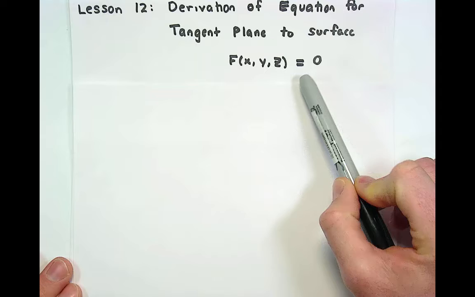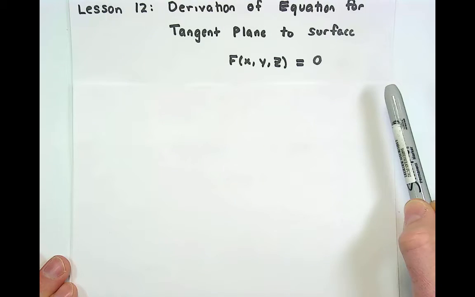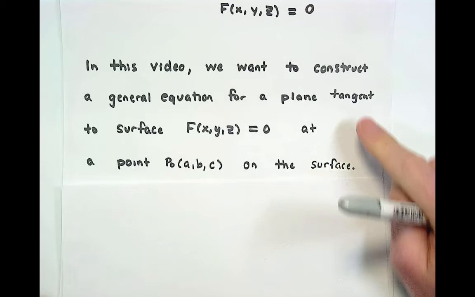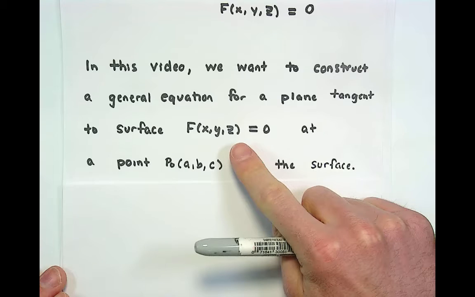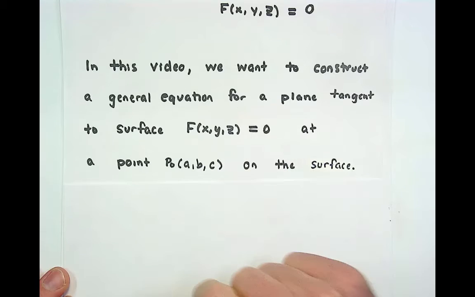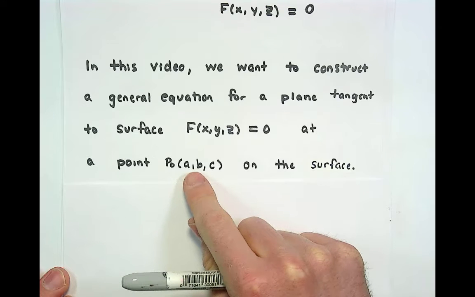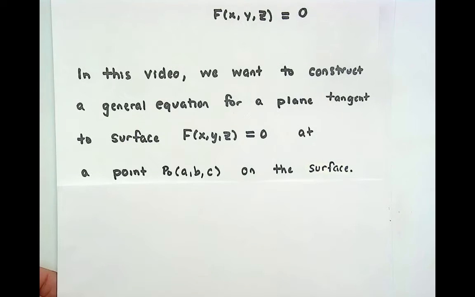Any equation in explicit form can be written as an equation in implicit form, which we'll see in a future video. This video is really about constructing a general equation for a plane tangent to the surface f of x, y, z equals 0, at a particular point P naught of a, b, c on the surface. Let's do a quick recall of the equation for planes.